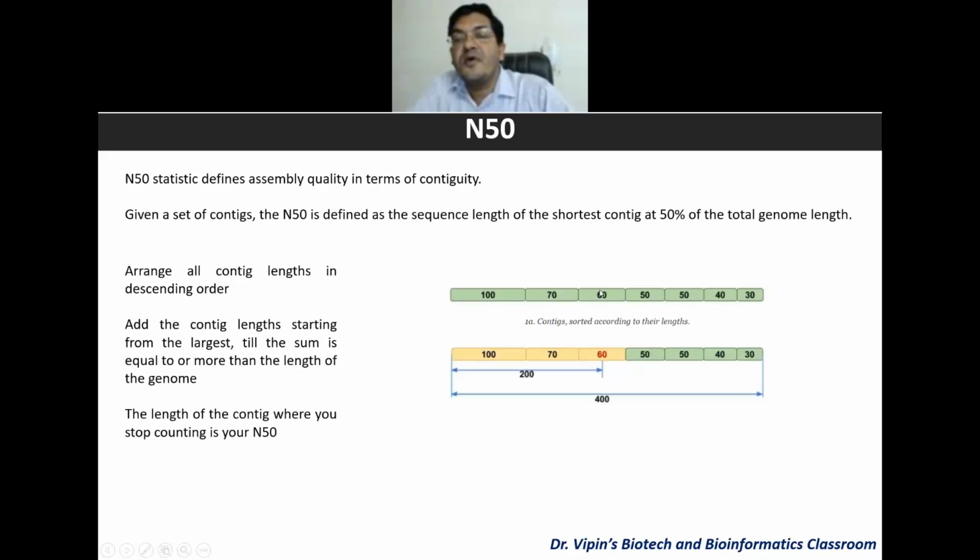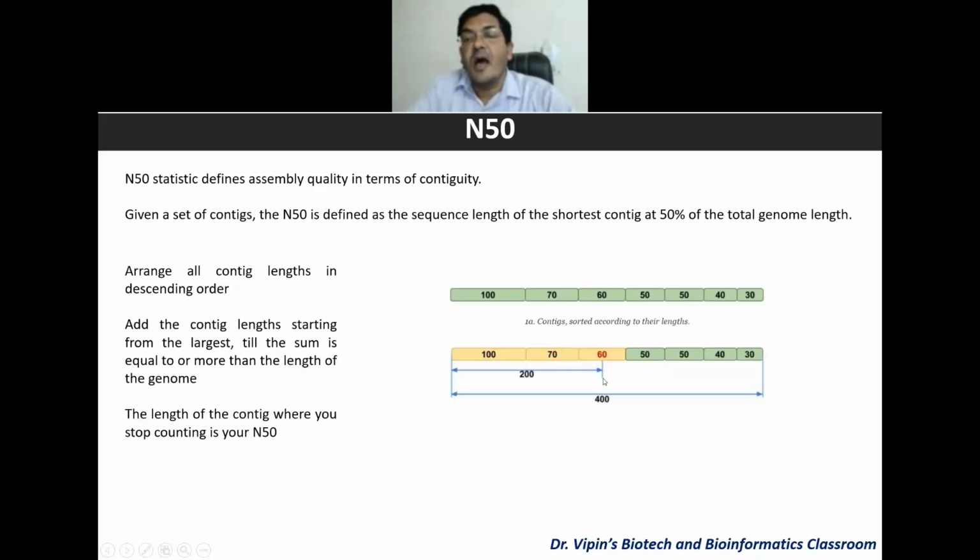So we're looking at which contig, the smallest contig, where you can get 50% of the total length of your genome. So that would be your 200. So if you say 100 plus 70 plus 60, so 70 and 60 is 130, 230. So 60 becomes your N50 value, right? Everybody, you follow, class? Yes, sir. Okay, so this is your N50 value.